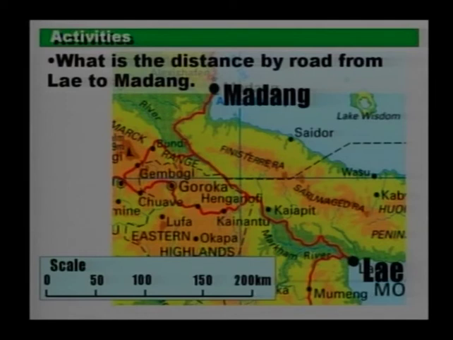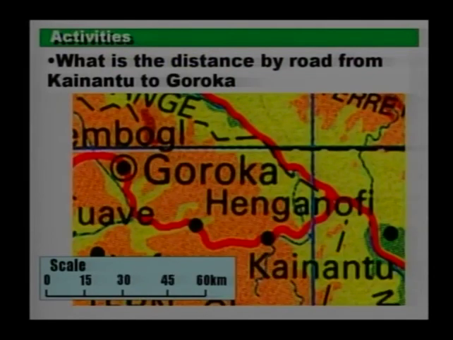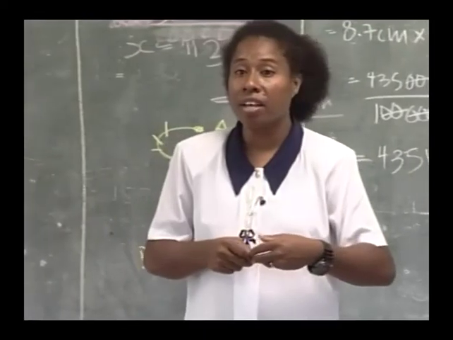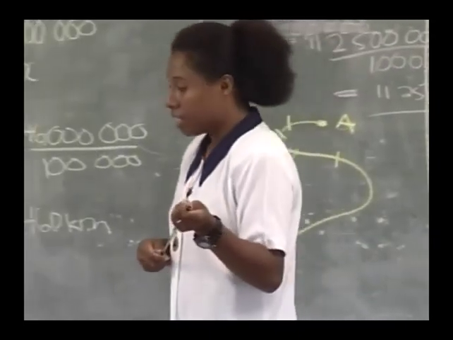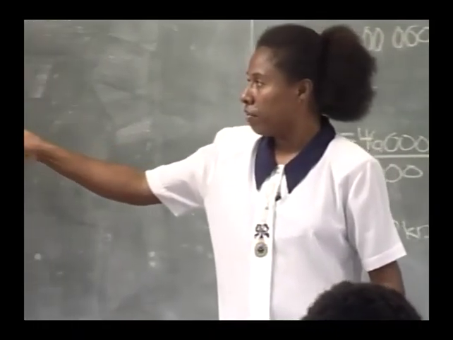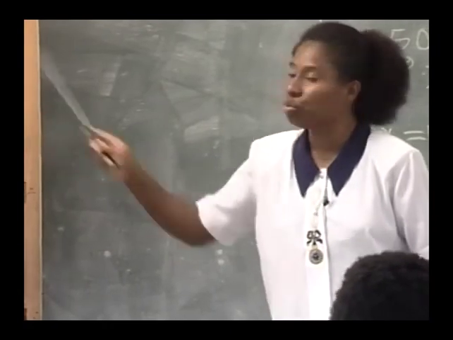Finally, from Kainantu to Goroka, if you've done your measurement, you might come up with 1.3 centimeters. Yes? Okay, so using that 1.3 centimeters, we do our calculation following the steps again, and we would end up with about 65 kilometers. That's the distance by road from Kainantu to Goroka.